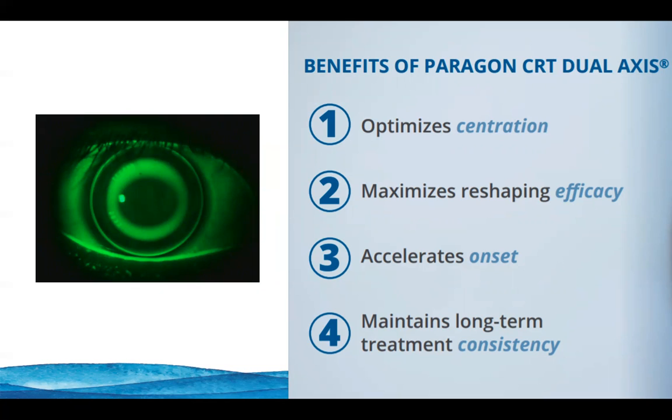Dual axis lenses optimize centration with that increased sagittal depth in the RZD2. It also maximizes reshaping efficacy. To top it all off, it helps maintain long-term treatment consistency throughout the year that the patient wears their Ortho-K lenses, especially patients who may have subtle corneal toricity.